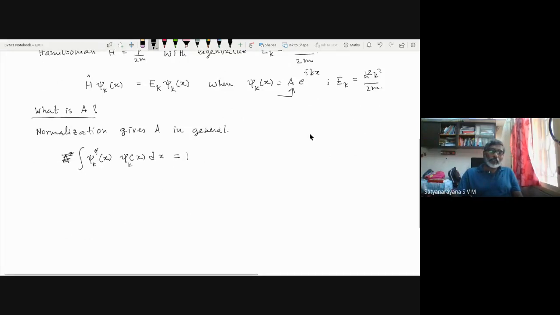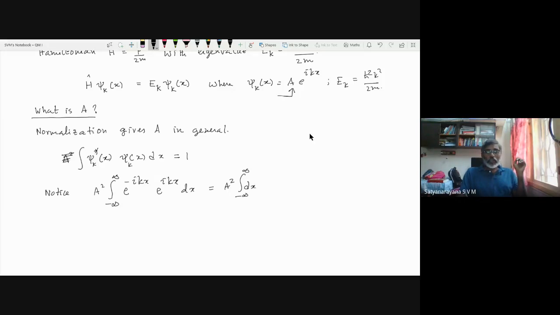Now, when can we say this is equal to 1? If this is some finite quantity, we can always write A to be 1 by that finite quantity. Correct? But notice that A square, minus infinity to infinity, psi k star is e to the minus i k x, psi k is e to the i k x, dx. That is equal to A square into minus infinity to infinity dx. And this is not finite. This goes to infinity.